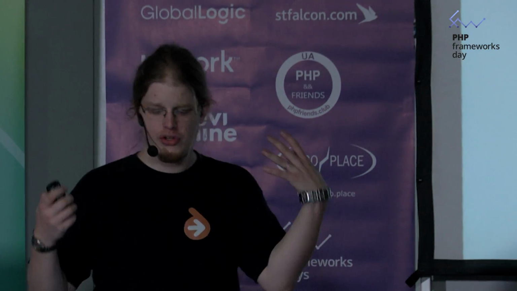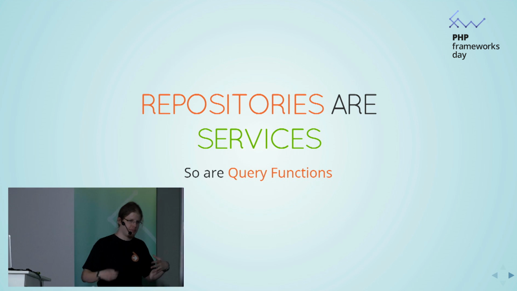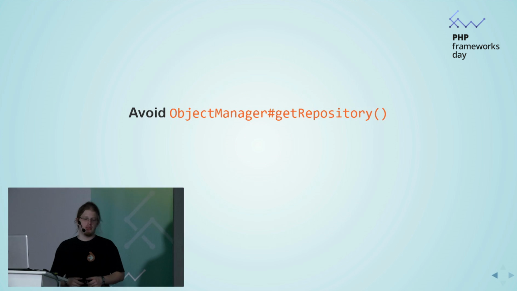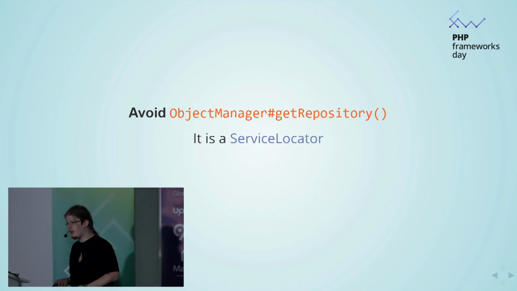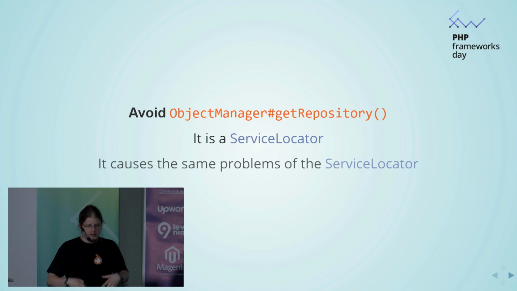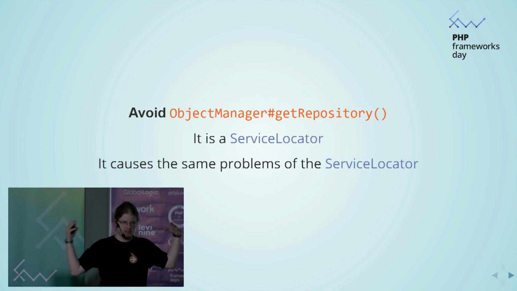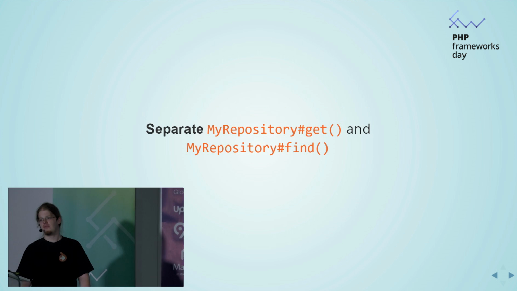All right, repositories are services, so please treat them as such because they have shared state. And the same goes for query functions. They are bound to the current connection, so you can't just pass them around randomly. So avoid using stuff like the object manager get repository, because get repository is a service locator. And the service locator comes with a lot of well-known disadvantages. I'm not going to talk about it, but it comes with a lot of problems. So define a service for your repositories and then inject your repositories inside the other services as dependencies.